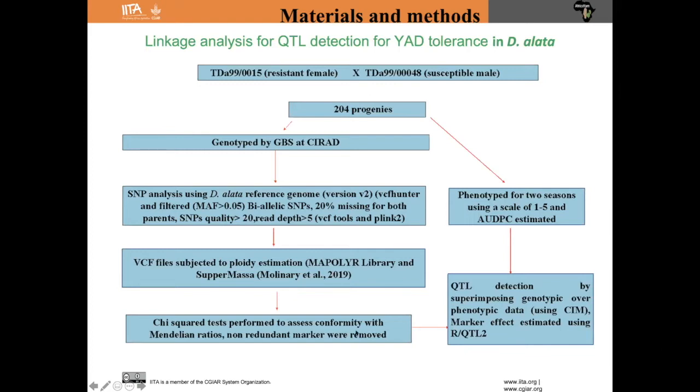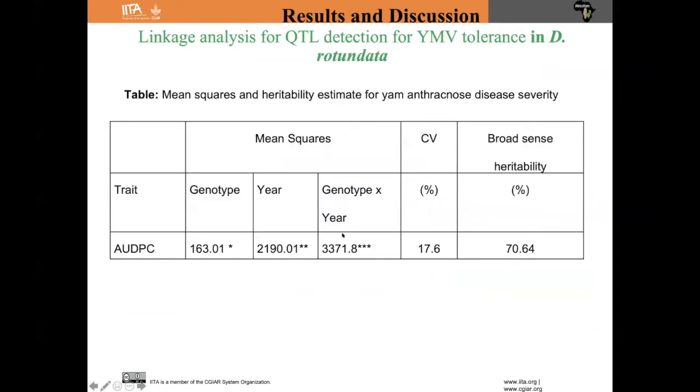From there, we proceed with the chi-square test, removing those markers that were highly distorted, and we also perform some Bonferroni tests. The final QTL detection was done by using simple and composite interval mapping, using R/qtl2. For the phenotypic observation of the data, we have very high heritability, around 0.71, but the coefficient of variation is also very high.